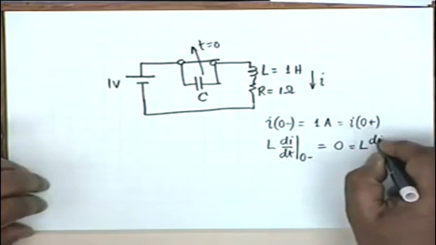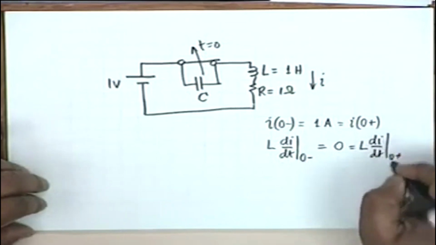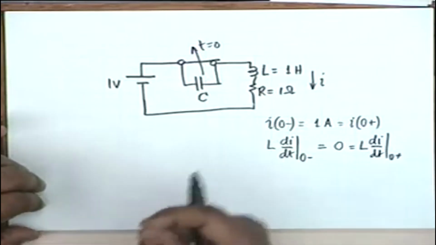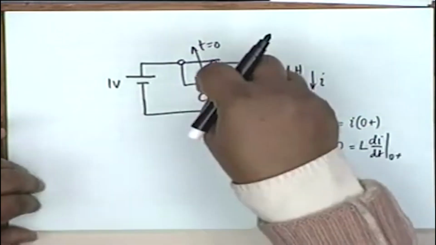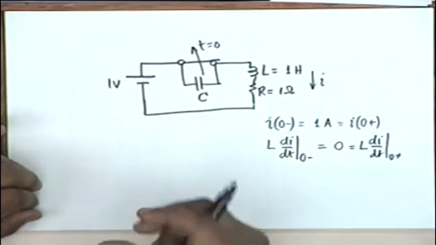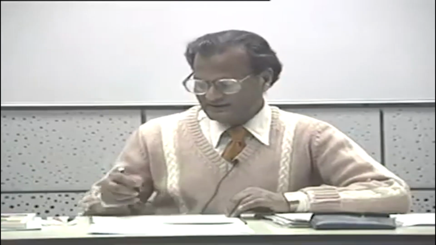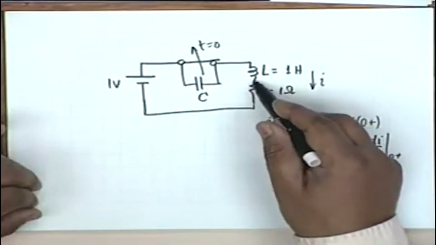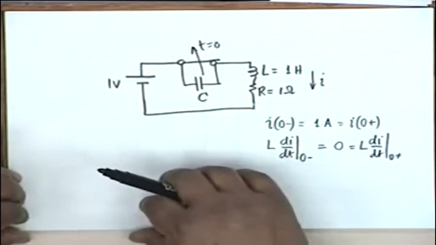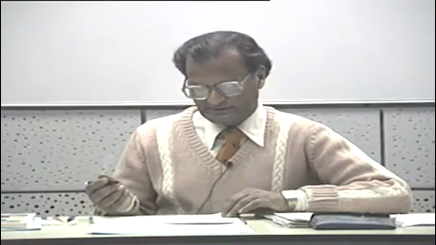In other words, this is also true for L di/dt at 0 plus. Not only does the current not change here, the voltage also cannot change, because we have made it a constrained situation. That is, the capacitor has been suddenly switched in, and since the current cannot change, the total drop occurs across the resistance. So you must look at the problem to be able to determine the initial conditions.